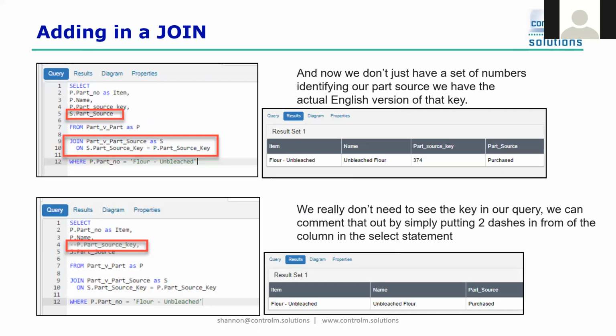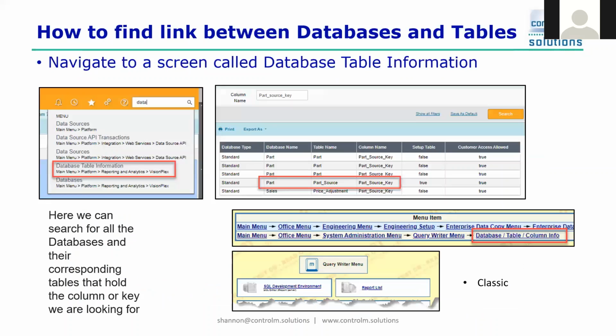Now, before we hop over into Plex to do a demo of writing the query, I'm going to show you how you can find those links between tables and databases if you're not sure where to look. Using the go-to search box, we go to a screen called Database Table Information. And once we've navigated into that screen, we can search specifically for, say, the part source key in our column name field.